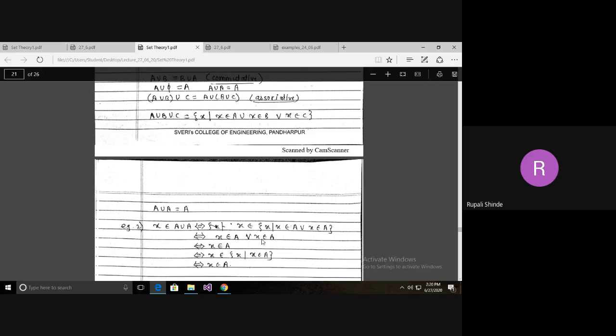Again, this is an OR operation, so this is equivalent to P or P. P or P means what? Its final answer is P only. Likewise, X belongs to A or X belongs to A means its final answer is X belongs to A.